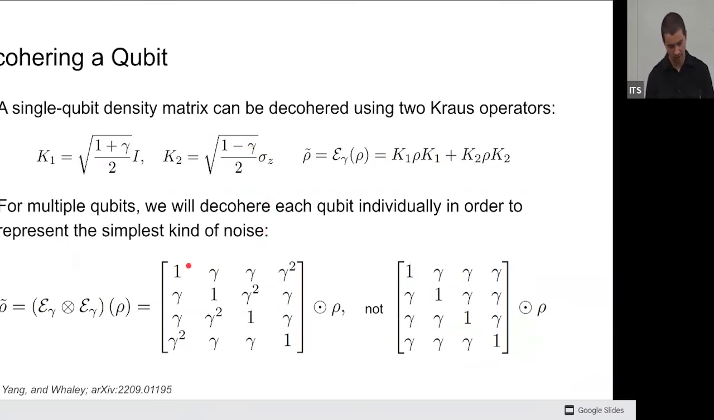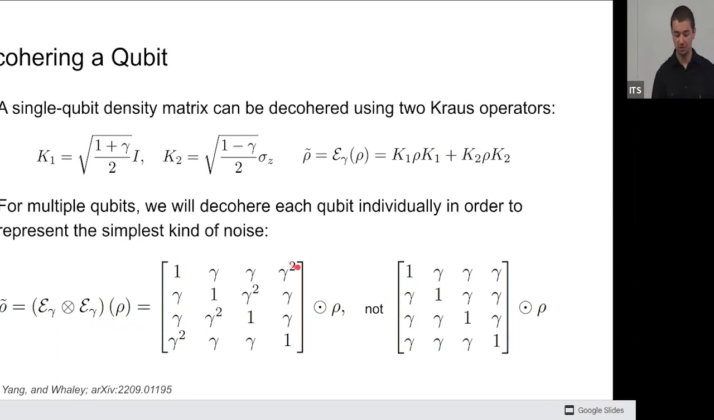And one thing we had to ask ourselves is what this looks like when you have more than one qubit. So we had to choose how you want to decohere. If you just take tensor products of one-qubit dephasing, you end up with a non-uniform penalty on the terms. Some terms have no penalty at all. Some have just one copy of gamma. Some have two copies of gamma. And you'll go beyond that if you go to a higher number of qubits.